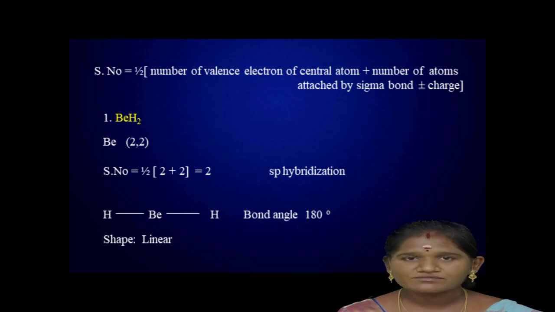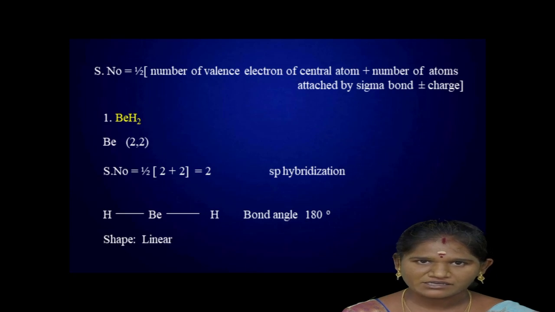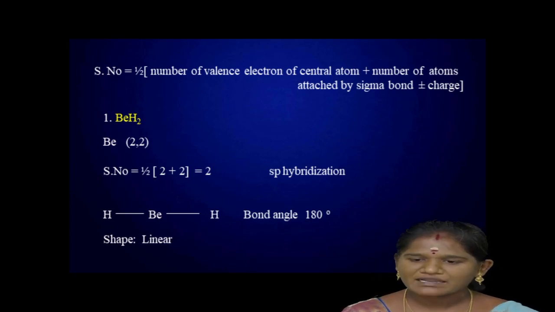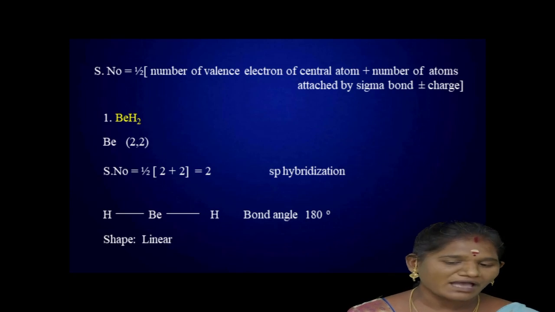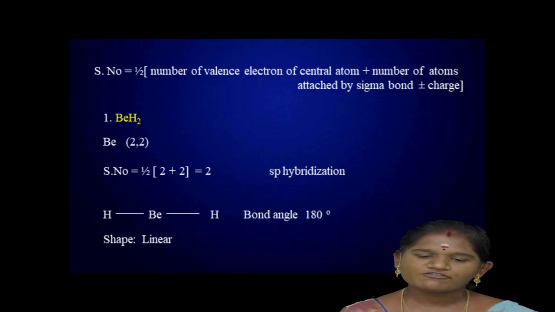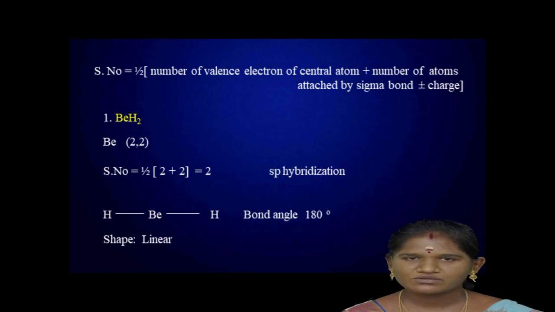If two atoms are of similar size, the atom having less electronegativity is called the central atom. So the number of valence electrons of the central atom is 2, plus the number of atoms attached by sigma bonds is 2, because there are two hydrogen atoms. So the steric number is equal to 2. If the steric number is 2, the hybridization will be sp hybridization. So 1 s and 1 p, that is 2.